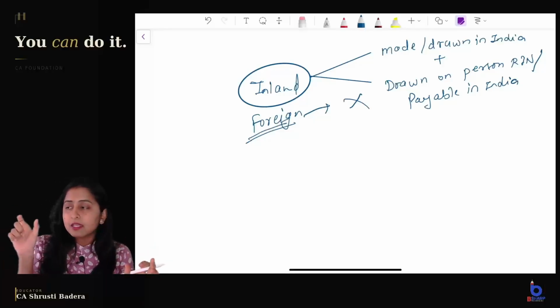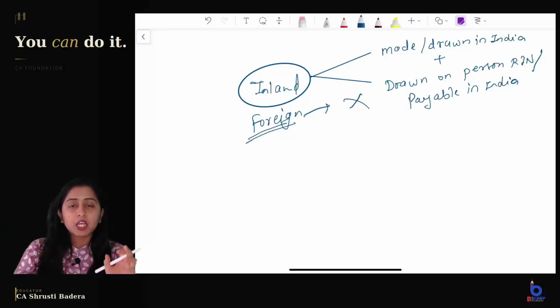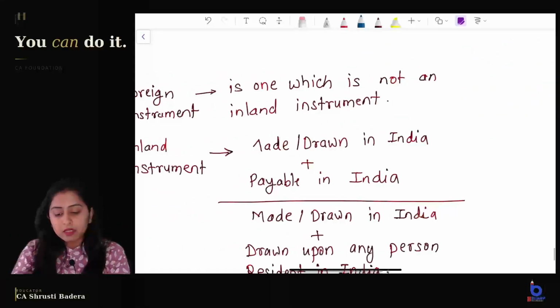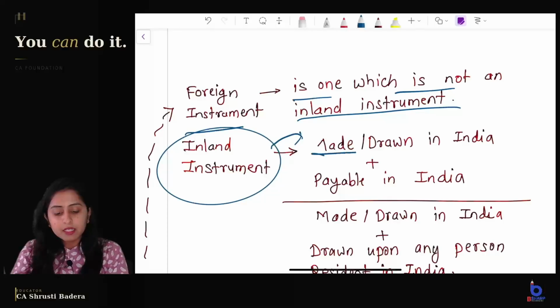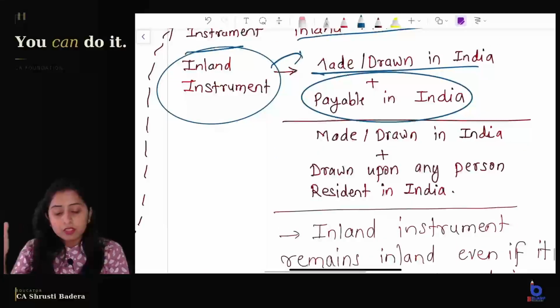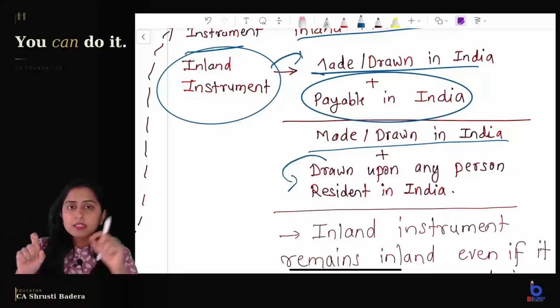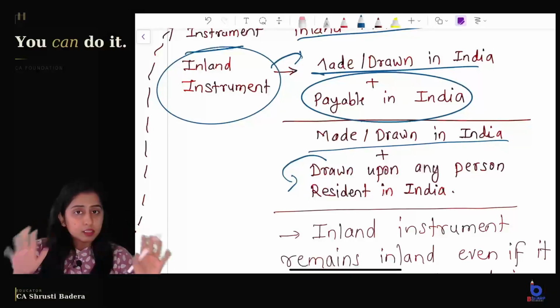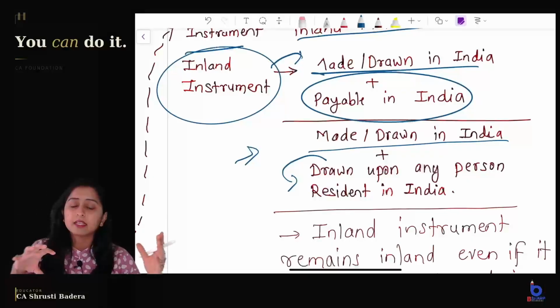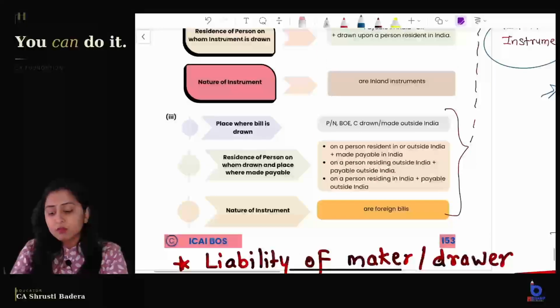Two categories. Either it is drawn or made in India, plus it is drawn on a person resident in India. If not this, check whether it is drawn in India and it is payable in India, then it becomes an inland instrument. So that is the simple thing. A foreign instrument is one which is not an inland instrument. And if you endorse this inland instrument by mere endorsement into a foreign country, the inland instrument does not become a foreign instrument. You have to always check these conditions and then decide whether it is an inland instrument or a foreign instrument, right?